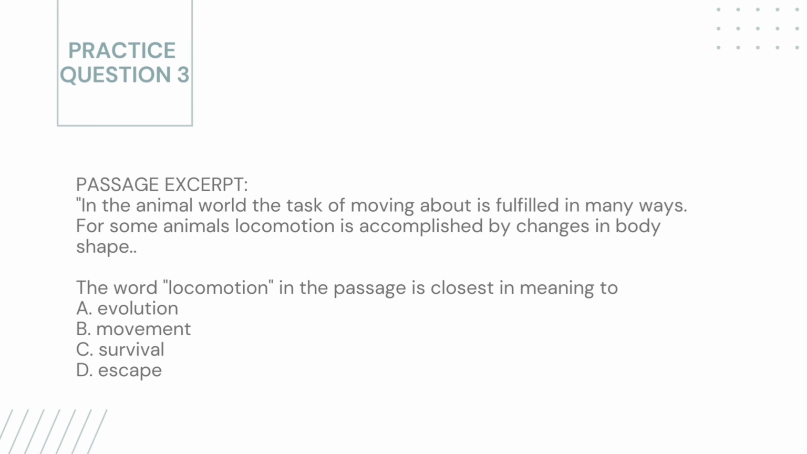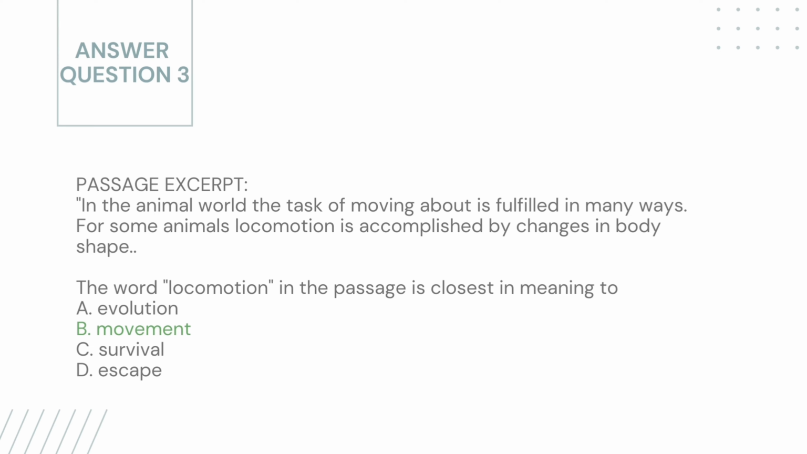Okay, we're going to do this one together. This is just an excerpt, so it's just going to be very quick. "In the animal world, the task of moving about is fulfilled in many ways. For some animals, locomotion is accomplished by changes in body shape." For some animals, blank is accomplished by changes in body shape. Okay, something is accomplished by changes in body shape. The sentence before mentions moving. My prediction is going to be that for some animals, moving is accomplished by changes in body shape. Now we use that prediction on the choices here.